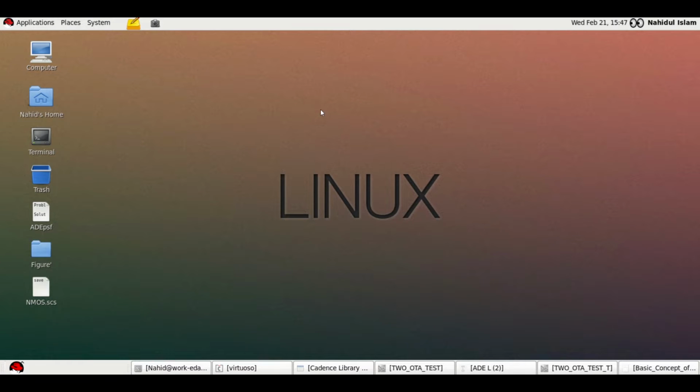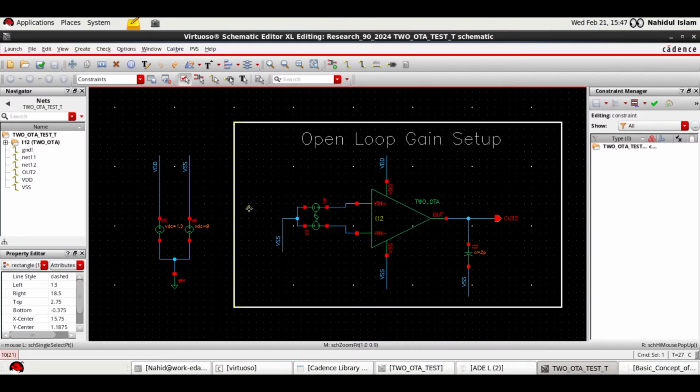Hello, in this tutorial, I'm going to perform an AC analysis for an OTA. So this is basically the test bench for the two-stage OTA, the symbol for the two-stage OTA. To do the open loop gain setup for AC analysis, we need two differential sources.